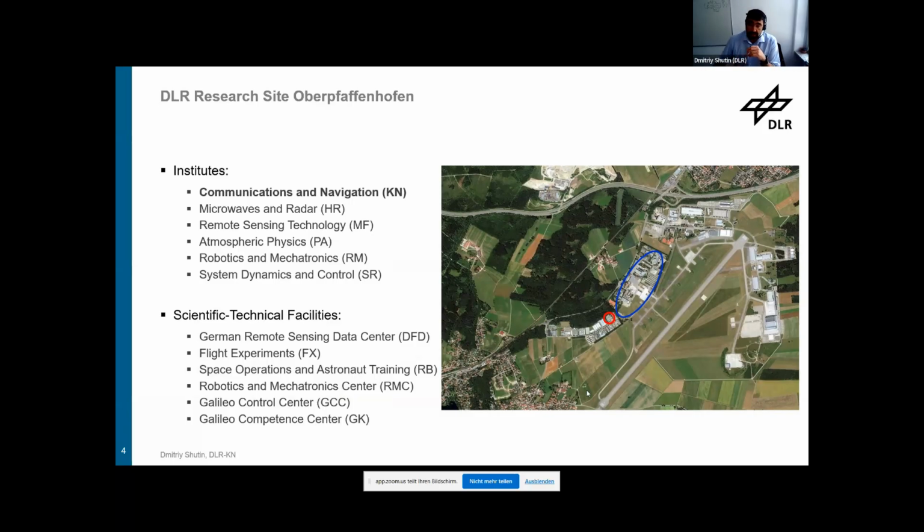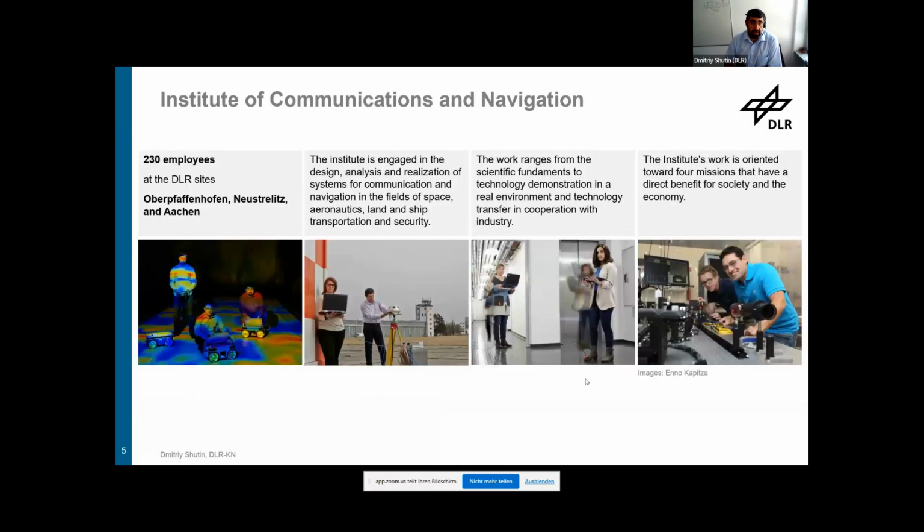As you can see, maybe from the image, there is a small airport from which we also operate our research aircraft, the Galileo Control Center, a Competence Center for future Galileo systems, and so on. So it's a relatively big research center in the south of Germany.